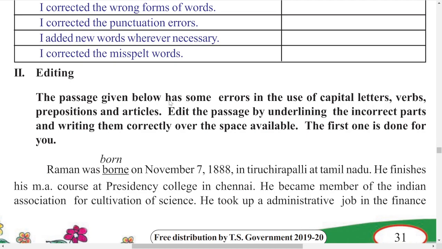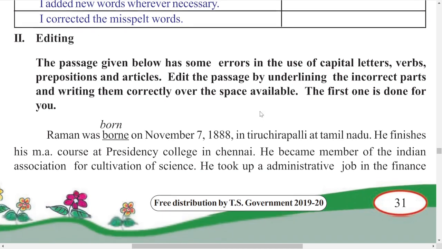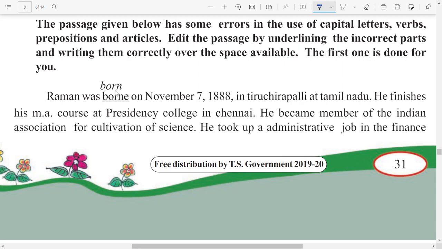So see, the passage given below has some errors in the use of capital letters, verbs, prepositions, and articles. Edit the passage by underlining incorrect parts and writing them correctly over the space above available. So look at this one. Raman was born. B-O-R-N-E is wrong. B-O-R-N is correct here. On November. Can we use on November? In or on? On November 7th or in November 7th?